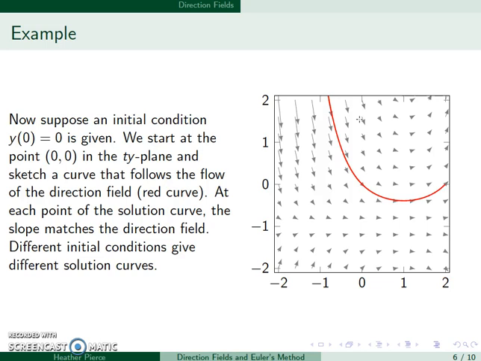If we have the initial condition y of 0 equals 0, then we'll start at this point (0, 0) in my ty plane, and we just sketch a curve that follows the flow of the direction field. And at each point of the solution curve, the slope matches the direction field. Different initial conditions will give different solution curves. For example, if I start at this point, I just need to follow my lines. And now I would have this curve instead.